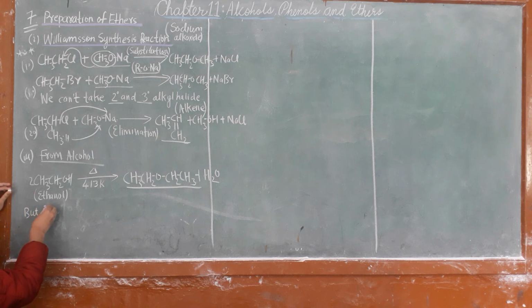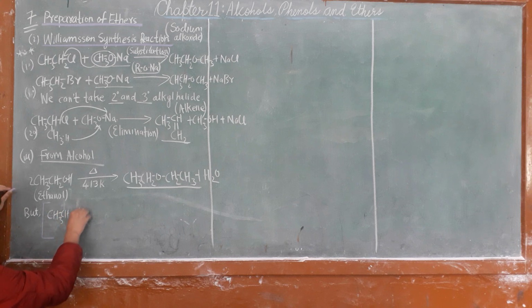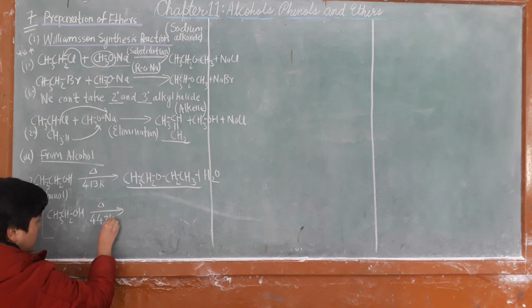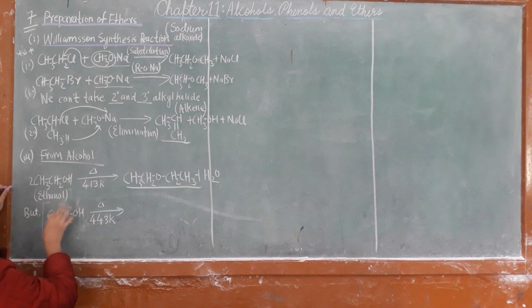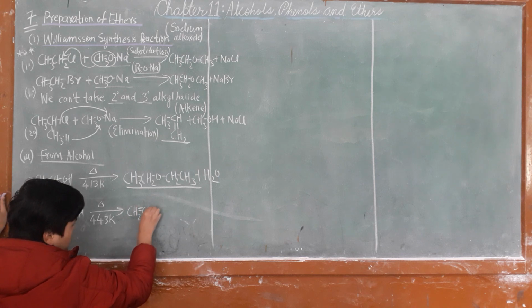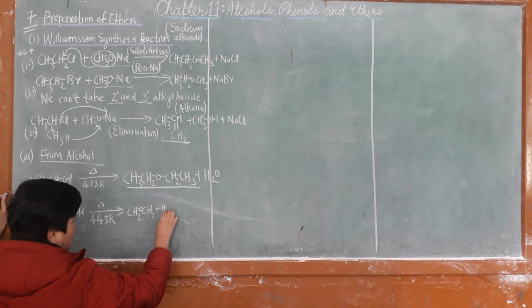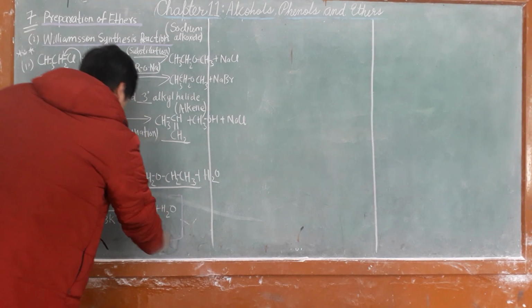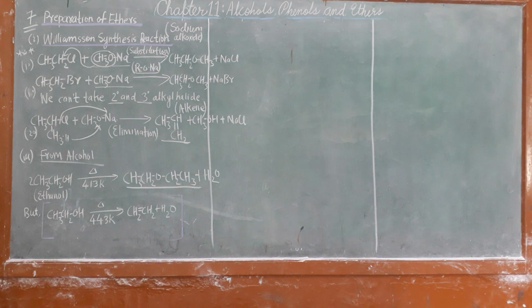But there is an exception. When you heat alcohol CH3CH2OH at 443 Kelvin, that is 30 Kelvin more than the previous one, what you will get is an alkene, CH2=CH2, plus water. So this is an exception. Now we are done with the preparation of ether.